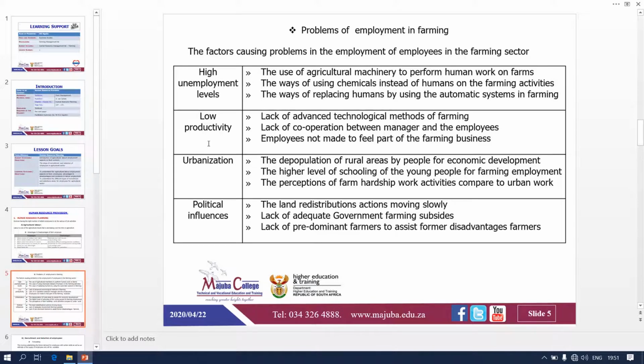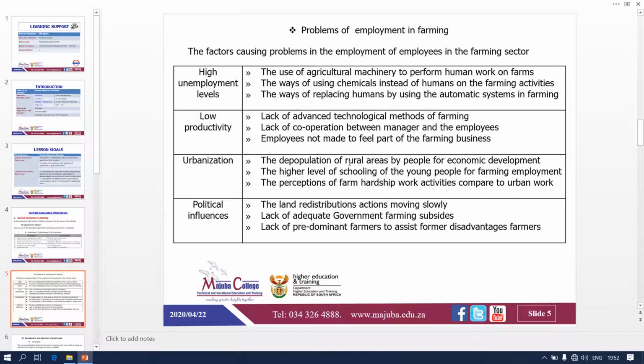Two, low productivity. What causes low productivity in employment? The lack of advanced technological methods in farming. The lack of cooperation between the manager and the employees. The employees not being made to feel part of the farming business. Remember, people won't give you high productivity if you are using old technology, there is no cooperation, and they do not feel part of it. They won't go the extra mile.